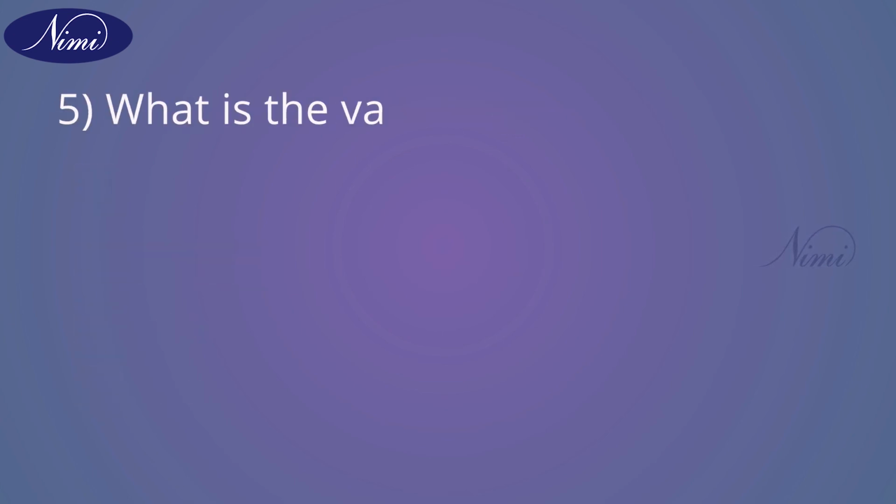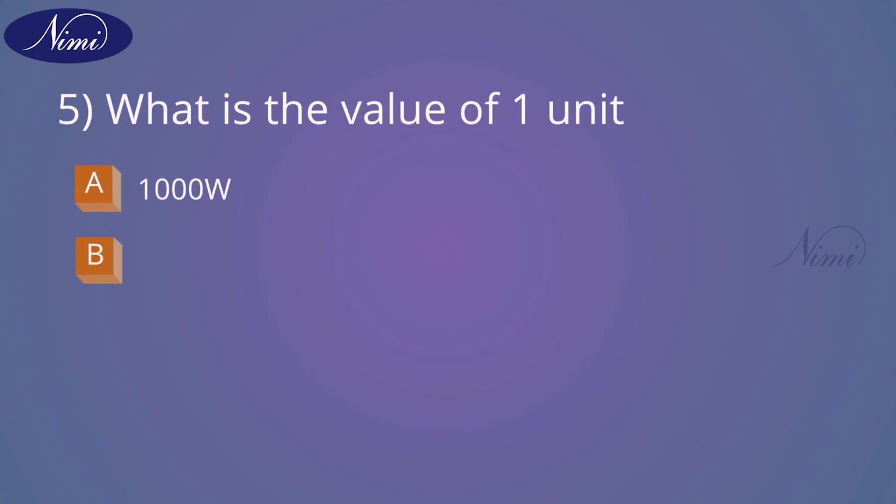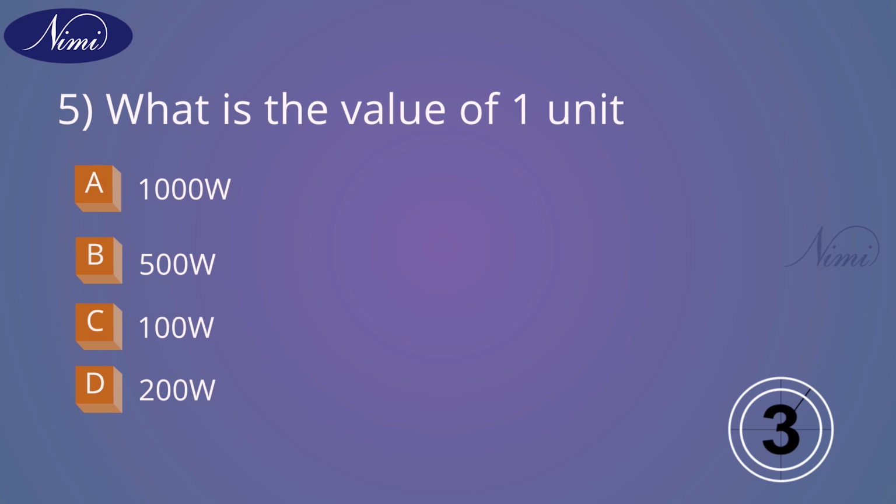Question number 5. What is the value of 1 unit? Options are A. 1000 watts. B. 500 watts. C. 100 watts. D. 200 watts. And the answer is A.